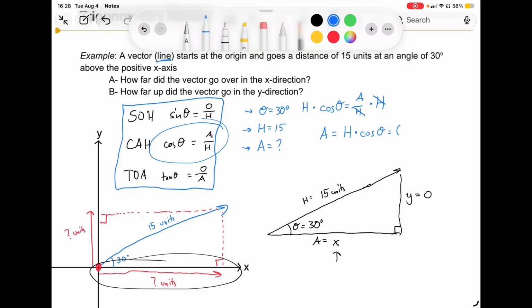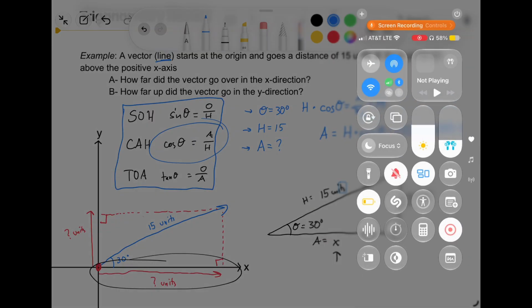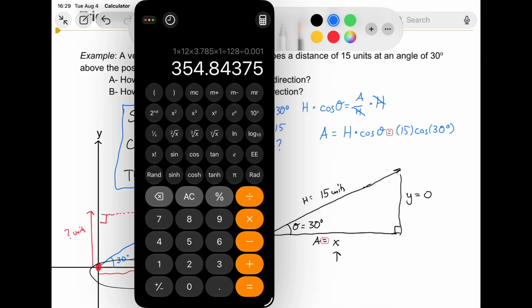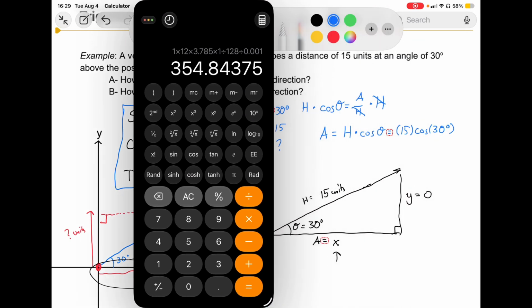So our hypotenuse is 15 units, 15, times cosine of our angle, which is 30 degrees. So I'm going to plug this into our calculator. And the one thing I want to be careful about is that whenever you use your trigonometric operators, your calculator is going to have two different modes. Right now I am in degrees mode, but I could put it into radians mode, and on the calculator I have on the screen, you'll see there's a little rad next to the 354. That means it's in radians mode, all right? So 30 degrees are not radians.